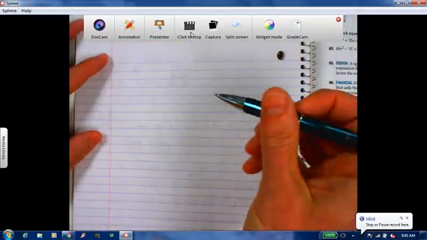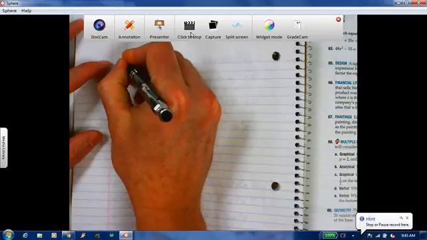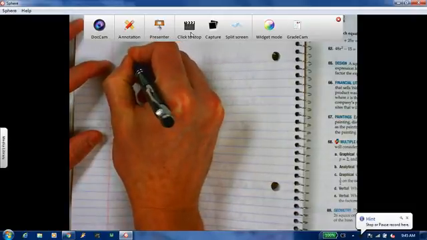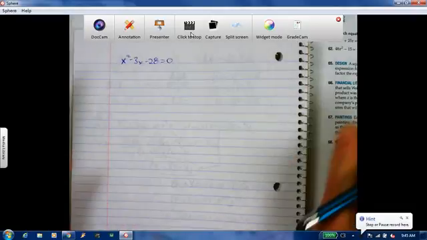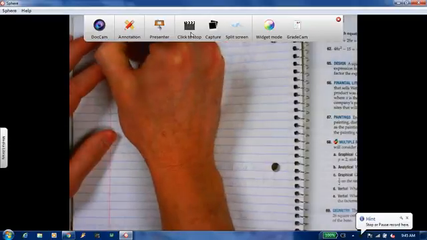Let's start with this one. X squared minus 3x minus 28 equals 0. And notice this says solve now. This is an area on the final. These questions weren't our strongest by any means, so we'll do some more. Okay, we'll get some more practice.